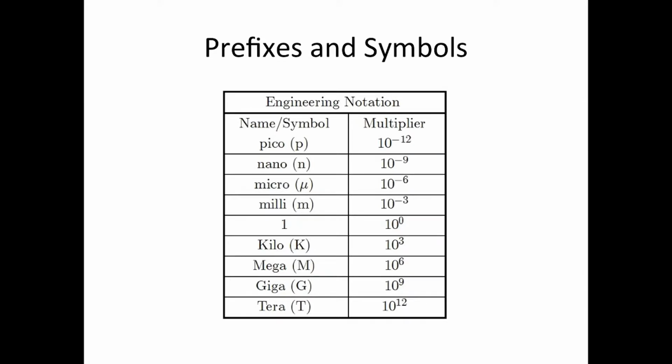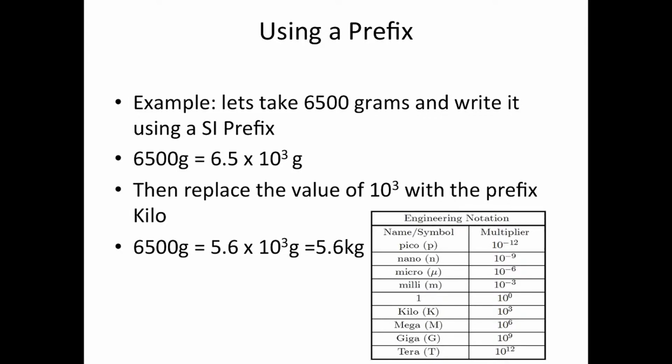Prefixes and symbols: sometimes you use certain numbers quite often, and there's a shortcut where you can use these prefixes and symbols to designate the number. Here's an example. Let's take 6,500 grams and write it using an SI prefix. 6,500 grams equals 6.5 times 10 to the 3 grams. Then we replace the 10 to the 3 with the prefix kilo, and you can see over here that's 10 to the 3. So 6,500 grams is 6.5 times 10 to the 3 grams, which equals 6.5 kilograms.